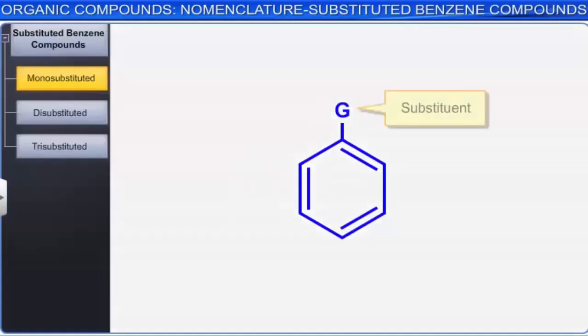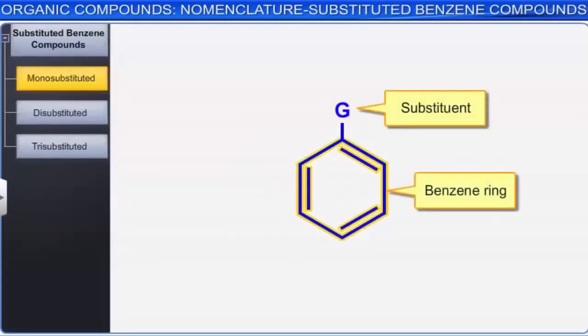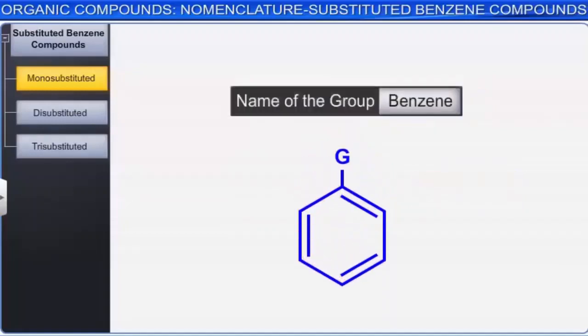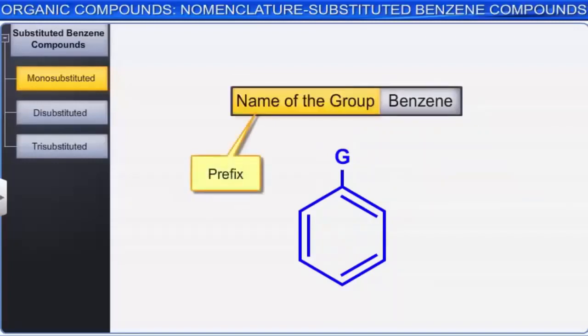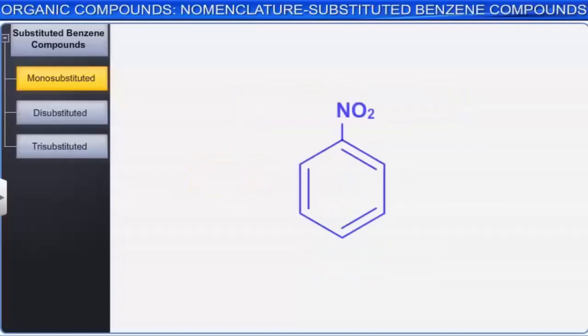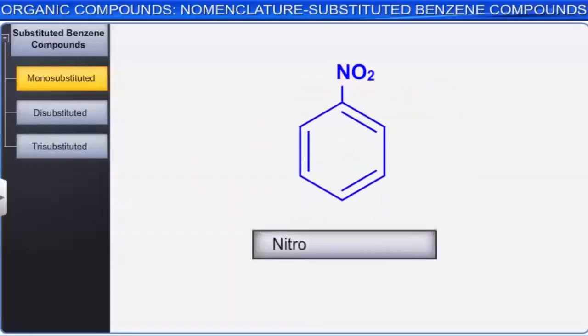Monosubstituted benzene has only one substituent attached to the benzene ring. While writing the IUPAC name of the monosubstituted benzene, the substituent's name is placed as a prefix to the word benzene. For example, in this compound, the substituent is nitro. Hence, the name of the substituent, which is nitro, is placed as a prefix to the name of the parent compound benzene and the name of the compound becomes nitrobenzene.